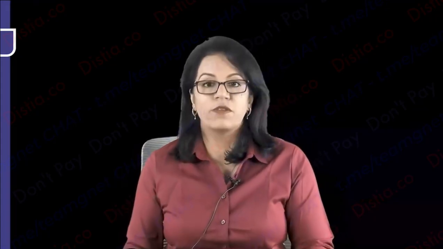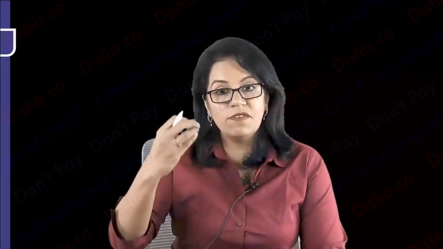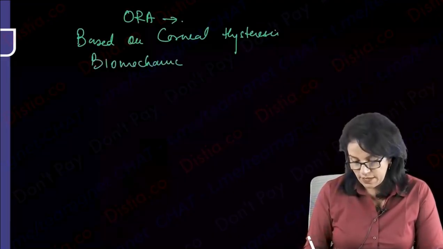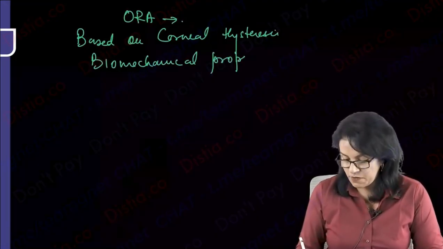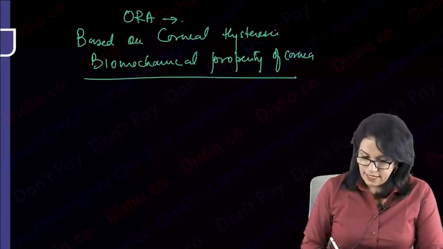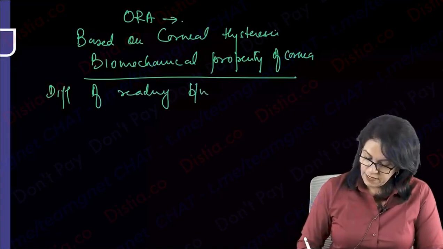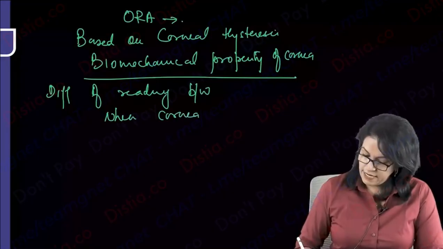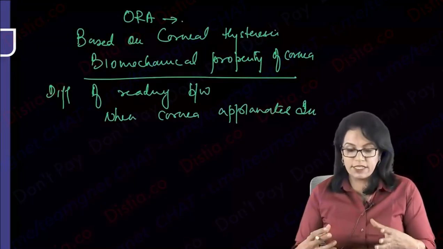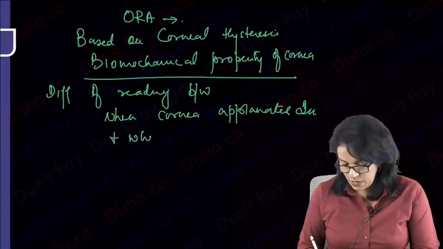Got it? So let us write down. If you want to write down, please write here. So what is corneal hysteresis? We are actually taking the difference in these two readings. So we are actually measuring the biomechanical property of the cornea here. It measures the biomechanical property of cornea, where we are taking the difference of reading between when the cornea applanates in, during the air jet movement, and the pressure at which it bends out. So what is the applanation reading when it bends in and when it bends out.